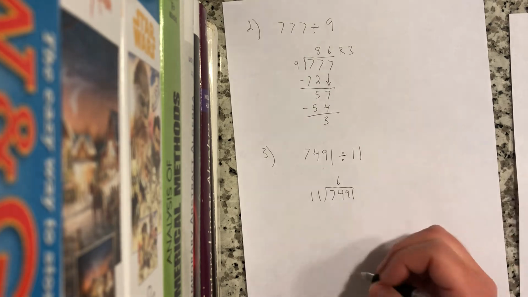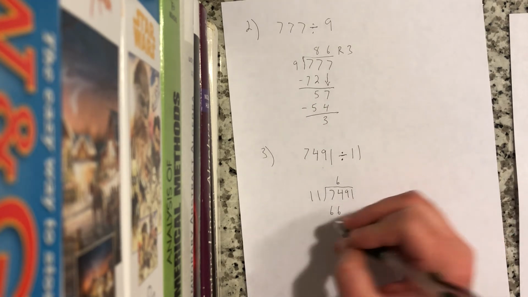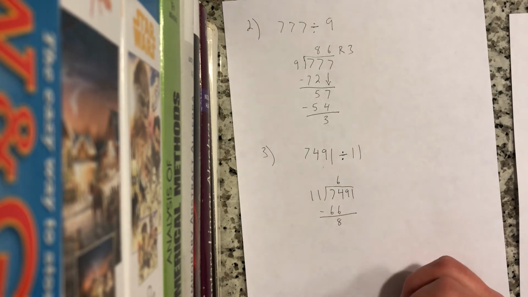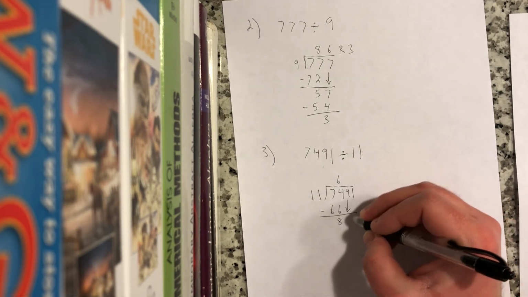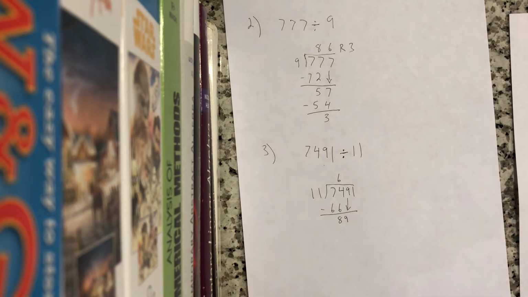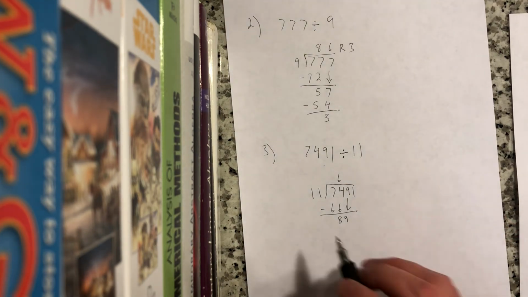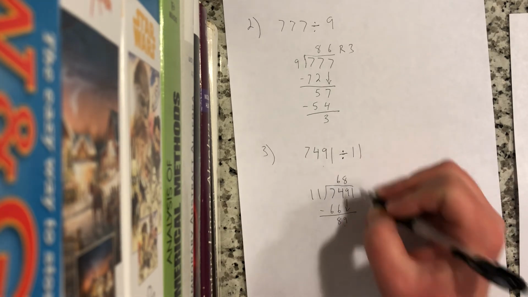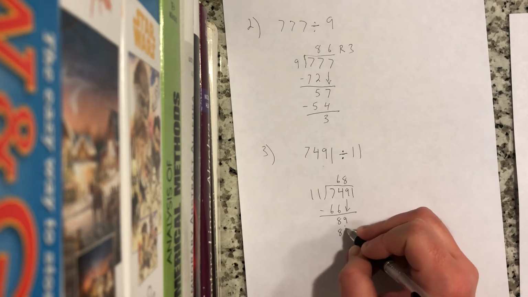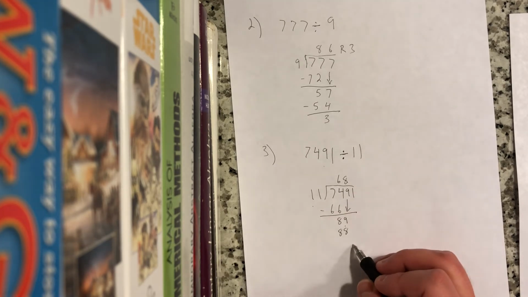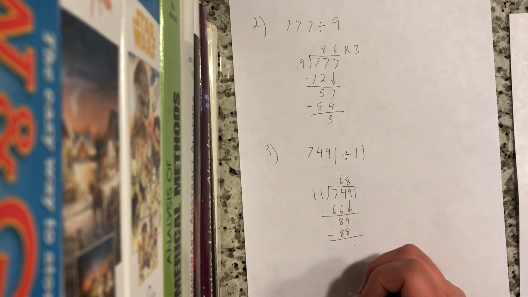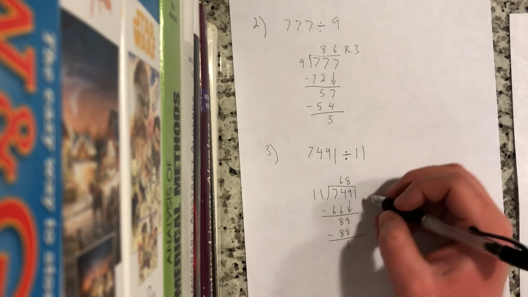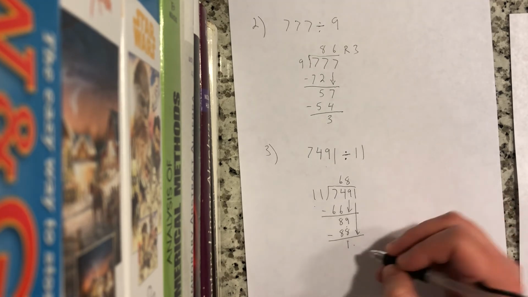So now how many times does 11 go into 74? It's going to be 6. So here you're going to have 66. When you subtract, you're going to get 8. Bring down the 9. Now the question is, how many times does 11 go into 89? Okay, so there's 8. When you multiply 8 by 11, you get 88. Don't forget you're always subtracting here. 89 minus 88 is 1. Then you bring down your 1.